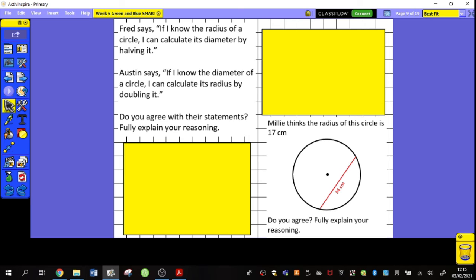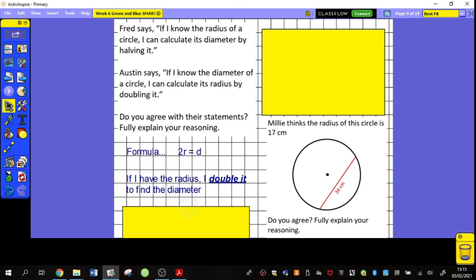So, first of all, Fred says, if I know the radius of a circle, I can calculate its diameter by halving it. Austin says, if I know the diameter of a circle, I can calculate its radius by doubling it. Do I agree with their statements? Well, first thing I need to know is the formula that I'm going to be using: double the radius equals the diameter. So if I know the radius, I calculate its diameter by halving it. No, I don't. I calculate its diameter by doubling it. So that one can't be right.